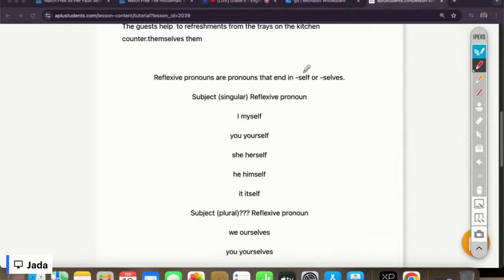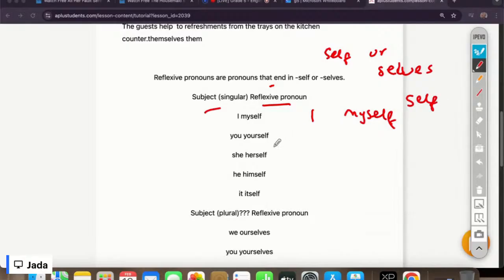Alright, so we'll start now. Reflexive pronouns are pronouns that end in self or selves. Okay? So they either end with self or selves. We have subject singular and then we have reflexive pronoun. So for I, it has what? Myself. So basically the singulars end with what? Self. Okay. Then we have you, yourself. She, herself. Then we have he, himself.